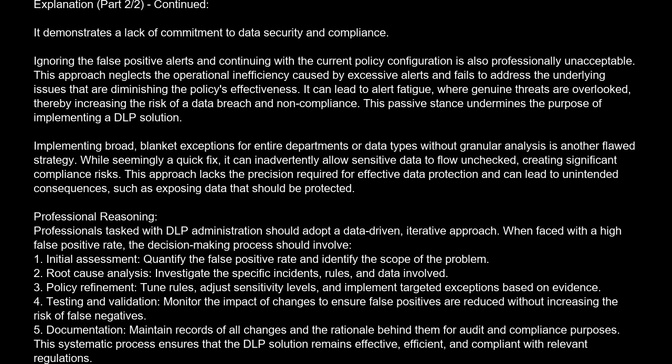This systematic process ensures that the DLP solution remains effective, efficient, and compliant with relevant regulations.